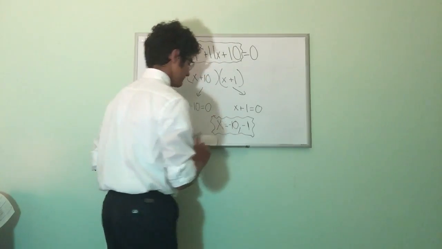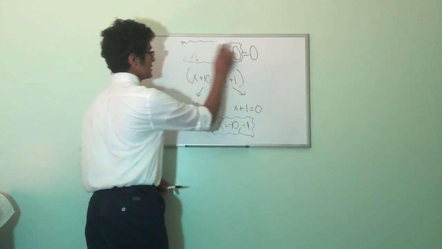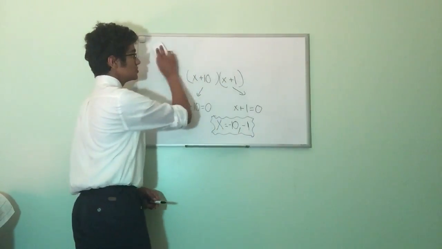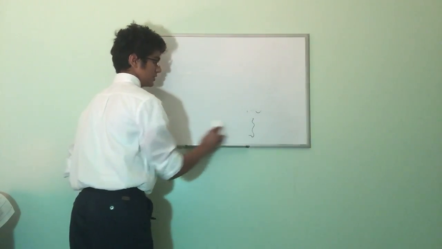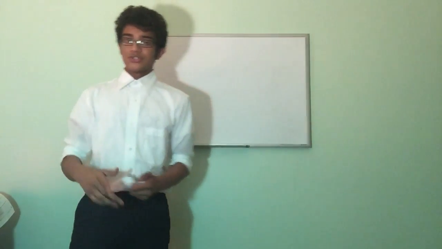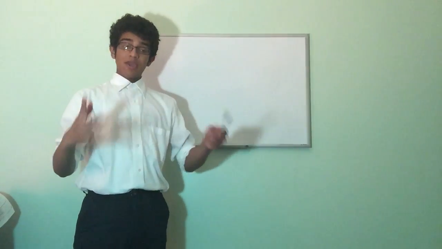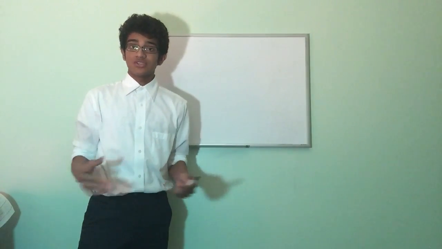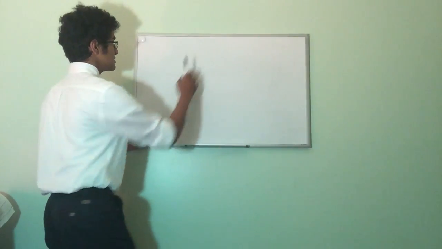Now keep in mind that a quadratic equation can have two solutions, it can have one solution, or it may not have any solutions at all. So 0, 1, or 2. And let me just show you an example in which you may only have just one solution to the quadratic equation.